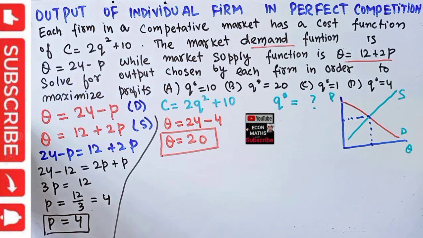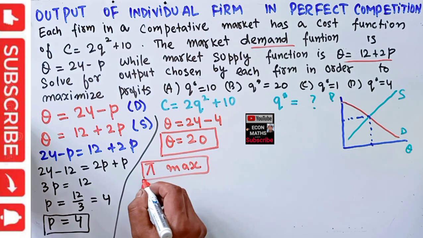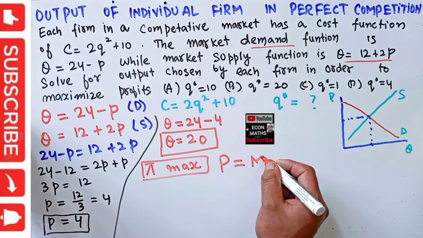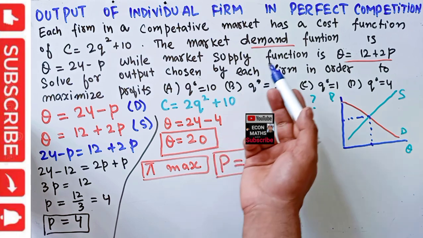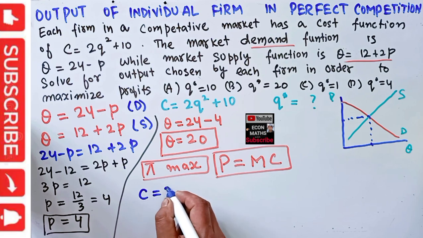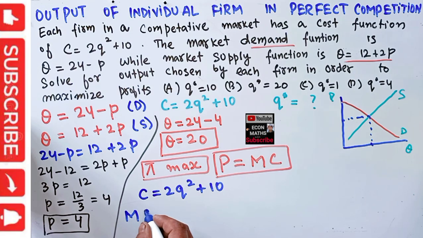But we are being asked what an individual firm will do in order to maximize profit. We know profit maximization for an individual firm requires that it equates the market price with its marginal cost. The total cost function is given to us, C = 2Q² + 10. First we need to find the marginal cost. Marginal cost is simply the derivative of the cost function with respect to output.